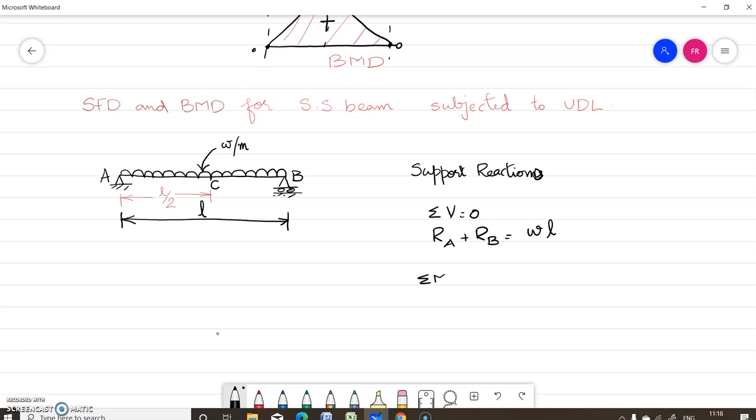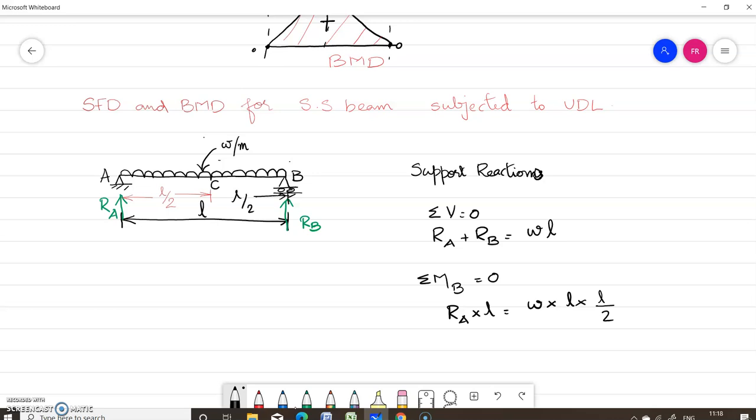Now let us take moment about B equal to 0. So what are the moments? First of all, we have to assume what the reactions are. Since there is no inclined or horizontal load, the reaction at A is RA and the reaction at B is RB. So when you take moment about B, we can write RA into L is equal to W into L, and this will be acting at the center, so we write into L by 2. That is, the distance from the center C to B is L by 2.